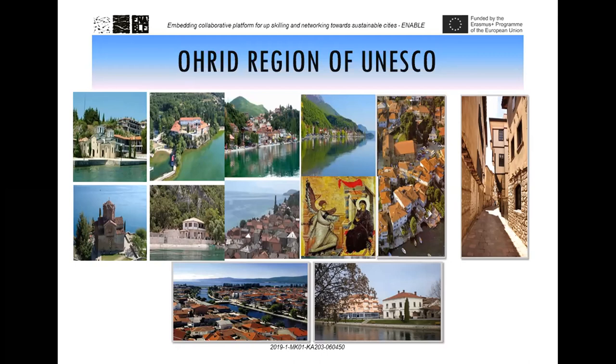Then it also has around 800 icons, which are in a Byzantine style, and they're very important for the Byzantine history as well. Then many fortresses, archaeological sites, early Christian basilicas, and also the prehistoric pile dwellings, which are placed in the lake. And all this is why this region was put on the UNESCO list.